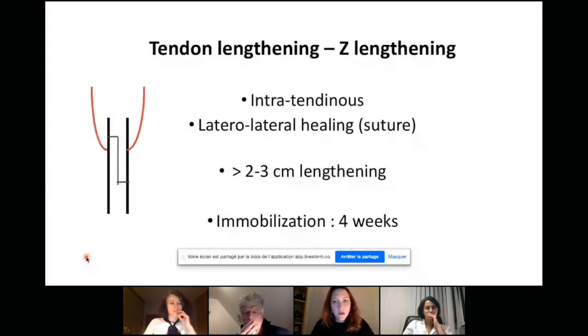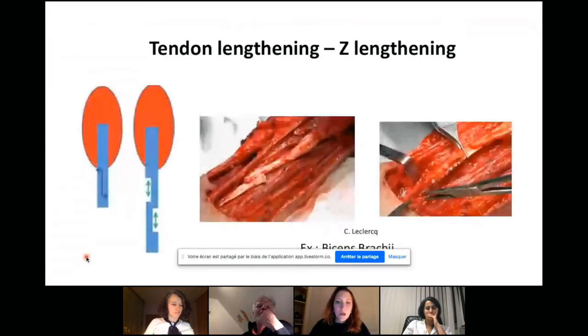The Z-shaped lengthening is an intratendinous lengthening. The tendon, after being lengthened, will heal on the lateral borders of the tendon. It allows more than 3 centimeters of lengthening, and the immobilization is for 4 weeks. Here is an example of the biceps brachii tendon Z lengthening. You can notice the position of the tendon after having extended the elbow, and in that case we perform a double running suture on the tendon to allow lateral healing.